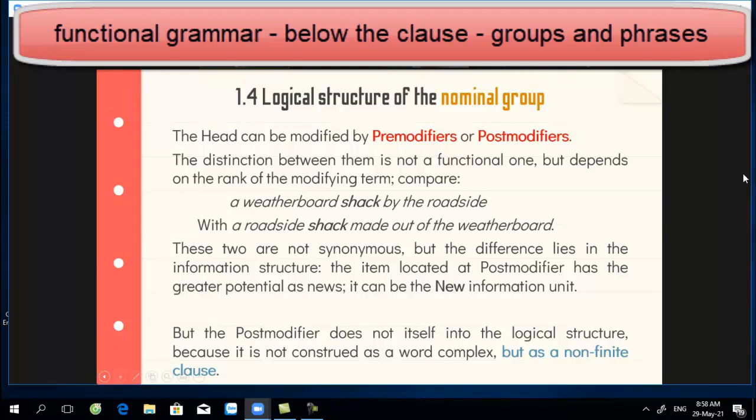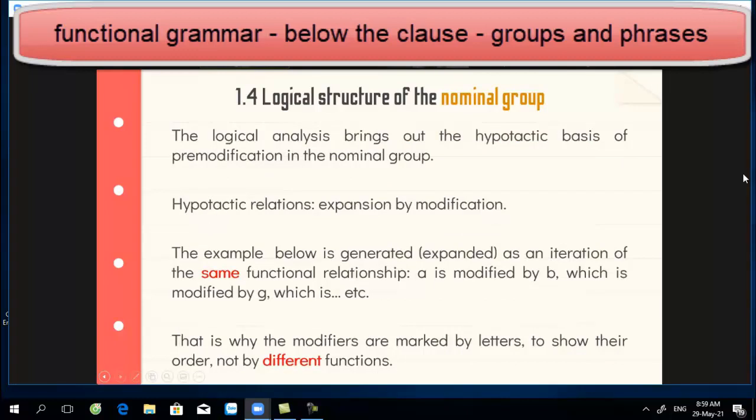But the post-modifier does not fit itself into the logical structure because it is not construed as a word complex, but as a non-finite clause. And the logical analysis brings out the hypotactic basis of premodification in the nominal group. Hypotactic relations is the expansion by modification. The sample below is generated as an iteration of the same functional relationship. A is modified by B, which is modified by G, and so on. That is why the modifiers are marked by letters, to show their order, not by different functions.